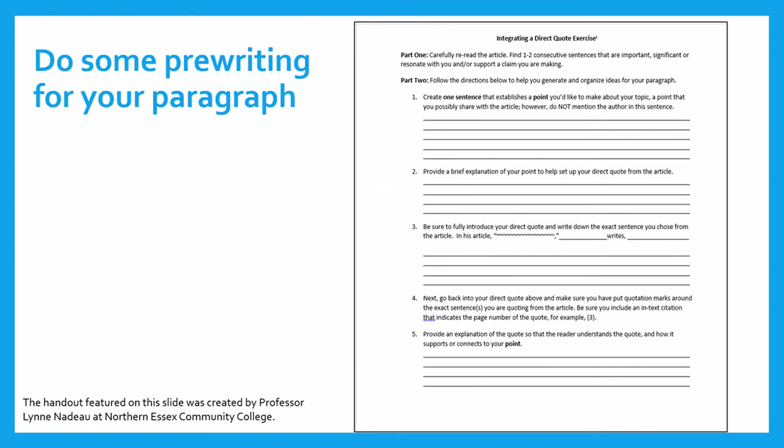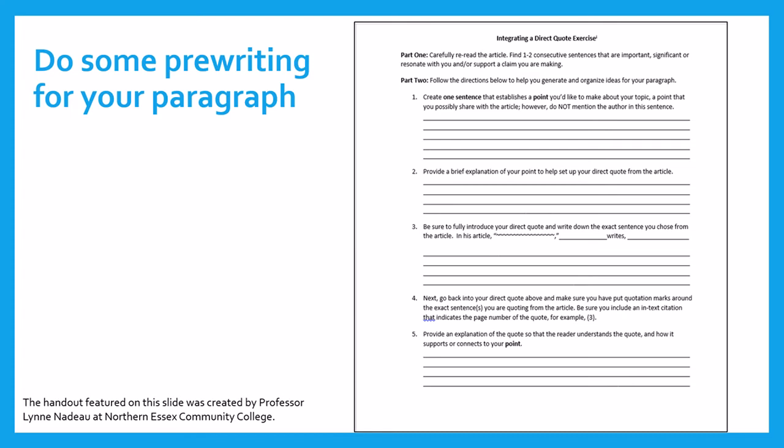Okay, great. So now that you've done some prep work, you're ready to do some pre-writing for your paragraph. You'll notice on the screen that there's a handout. It's called Integrating a Direct Quote Exercise handout, and it was designed by Linda Doe, who is a professor at Northern Essex Community College. If you look at this handout, you'll notice that the 5 steps are outlined for you, but they're asking you to do things. So for example, the first step is you want to create a topic sentence that's your own words, and you want to make one small point that you'd like to support in your paragraph. After you've done that, you want to explain your point in a way that builds up to the direct quote that you plan to use.